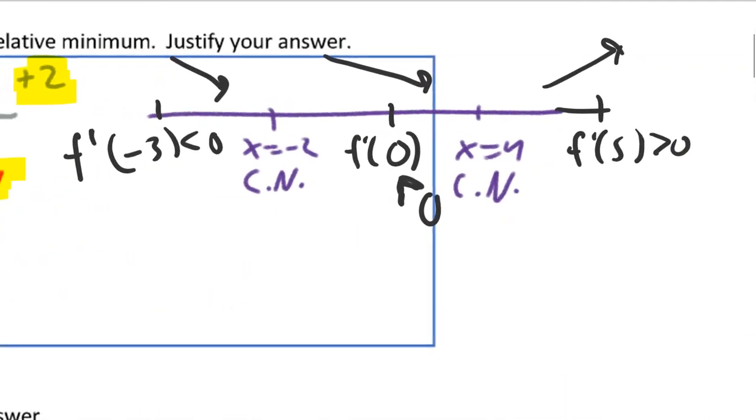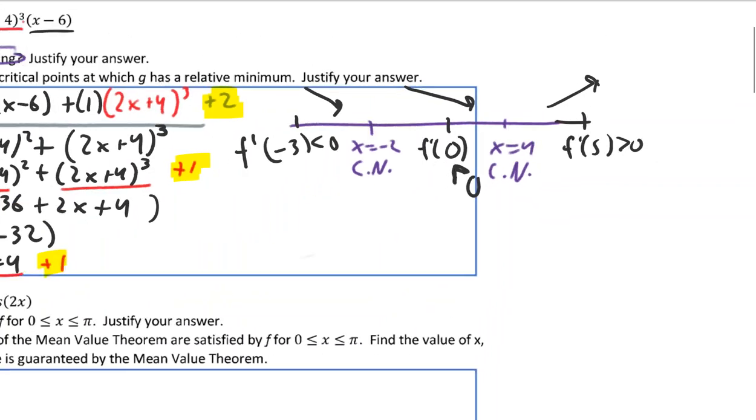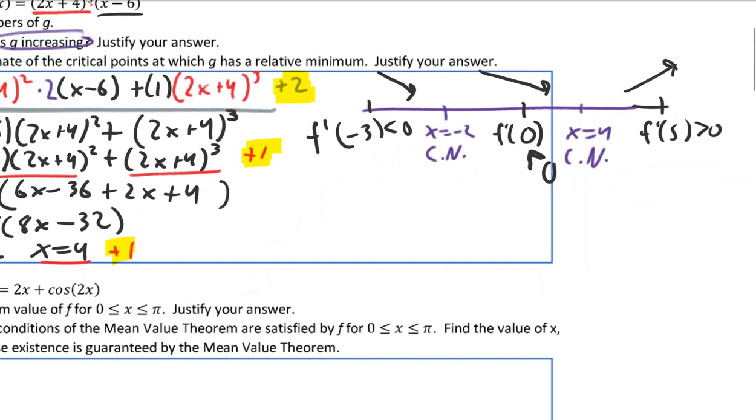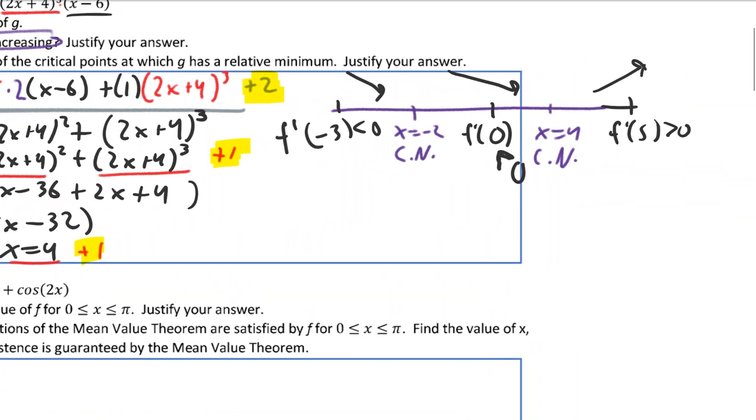So here's my sign chart with a lot of information. It shows the numbers I plugged in, it shows what I plugged them into, it shows why I think things are increasing and decreasing, but all of that to answer when is it increasing. So what is the answer to part B? 4 to 3. Good. This is not just good for justification, it gives a quick little visual of what's going on. It's only increasing from 4 to infinity.